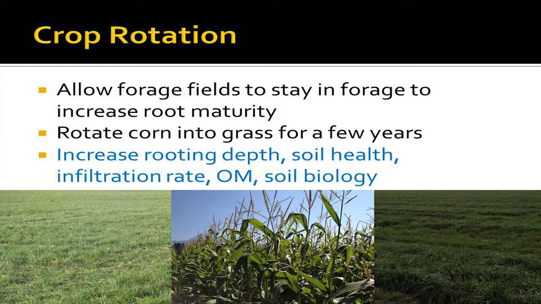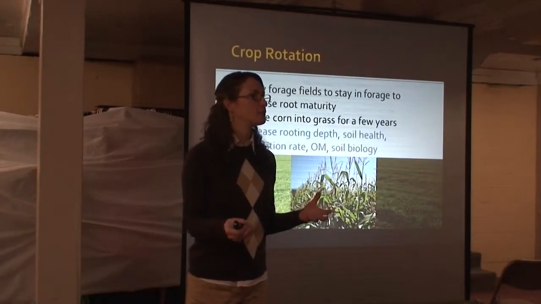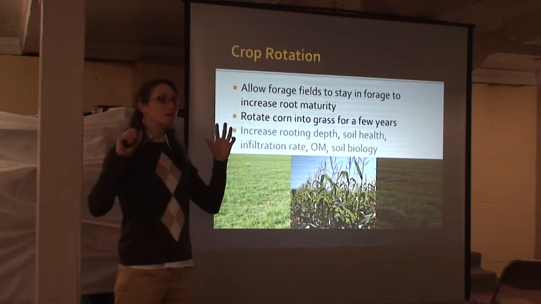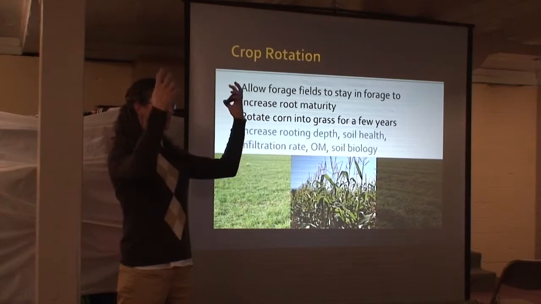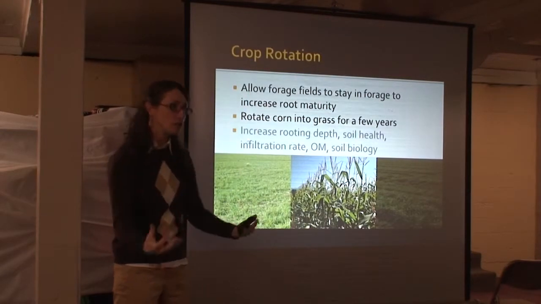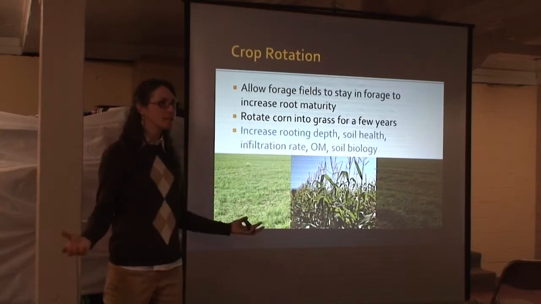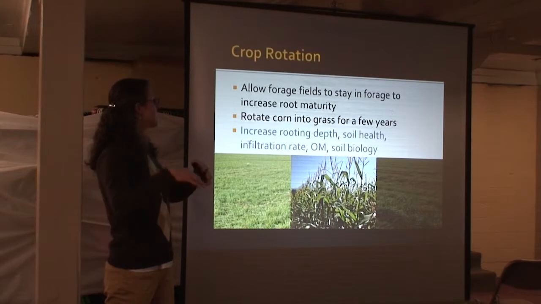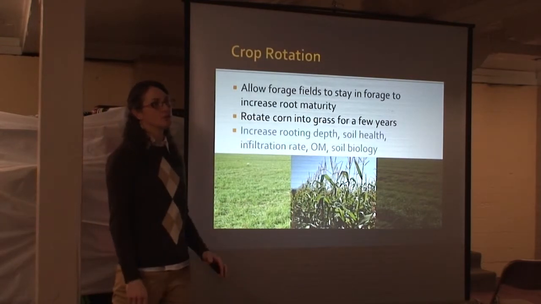Another one is just your crop rotation. As I mentioned, if you've got a healthy stand in your forage fields, and sometimes it's hard to get that going, but if you can leave that forage in forage, you're going to have a greater maturity, which means hopefully a much larger, much denser rooting depth, and more worms can establish themselves in there if you're not tilling it up and changing it every couple of years. If you can leave that, you're really going to have huge benefits to your soil over time.